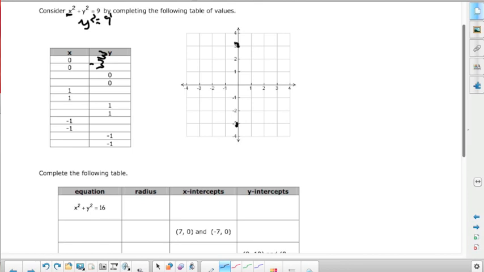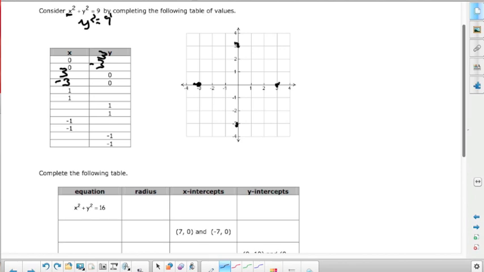But what happens when y is 0? What are my possible values for x? 3 and negative 3. Same thing applies, right? So when y is 0, we just get x squared is equal to 9. Square root both sides, x is plus or minus 3. So we're going to plot those two. So negative 3, 0, which is right around here, and 3, 0 over there.